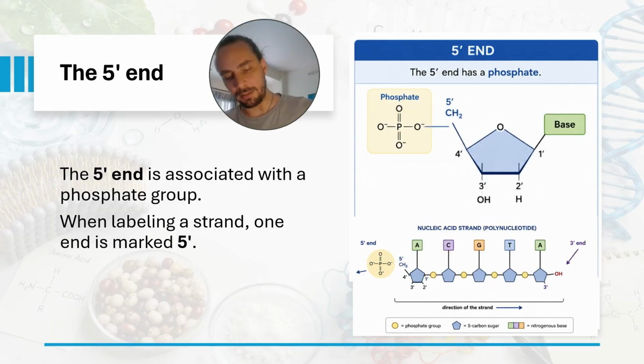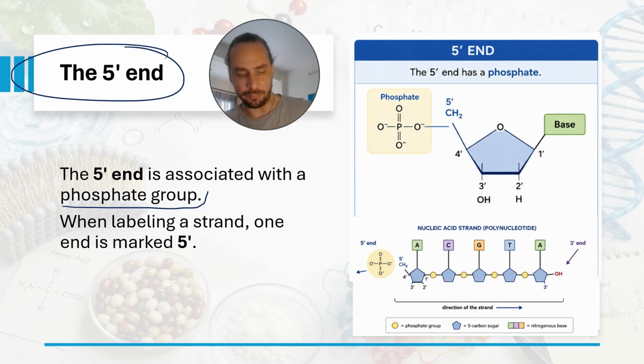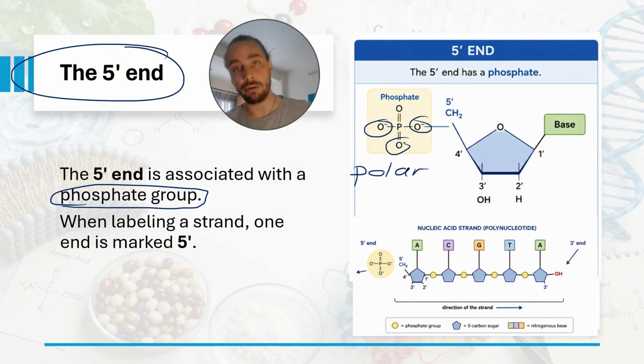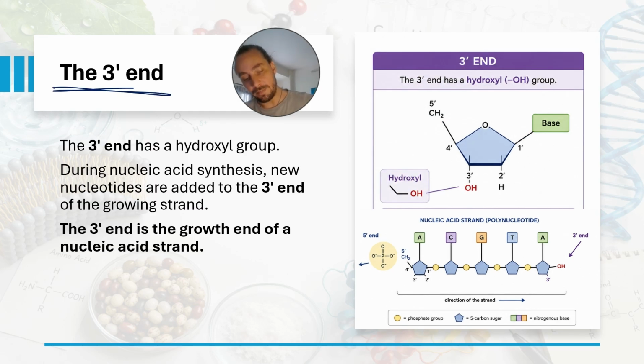If we look at the 5' end, okay, the 5' end is associated with a phosphate group. And we can see that this phosphate group is polar. So it will be hydrophilic, it would interact with water, okay? And then when labeling a strand, one end will be marked as the 5' end. The 3' end, okay, has a hydroxyl group, and this OH is a hydroxyl group.